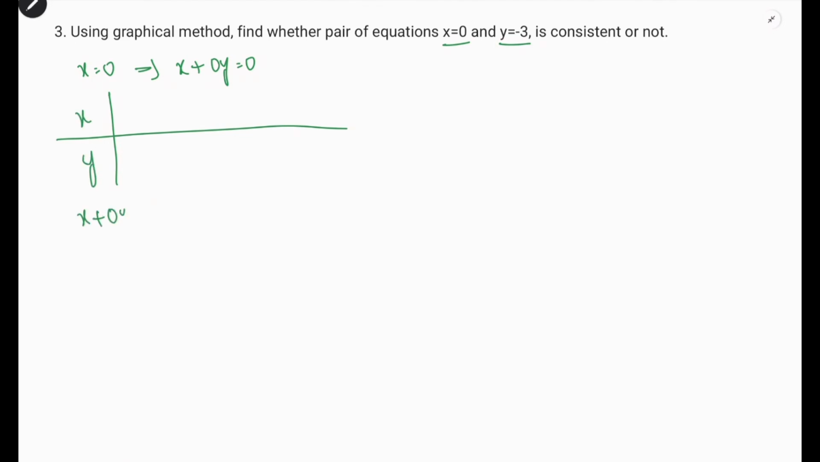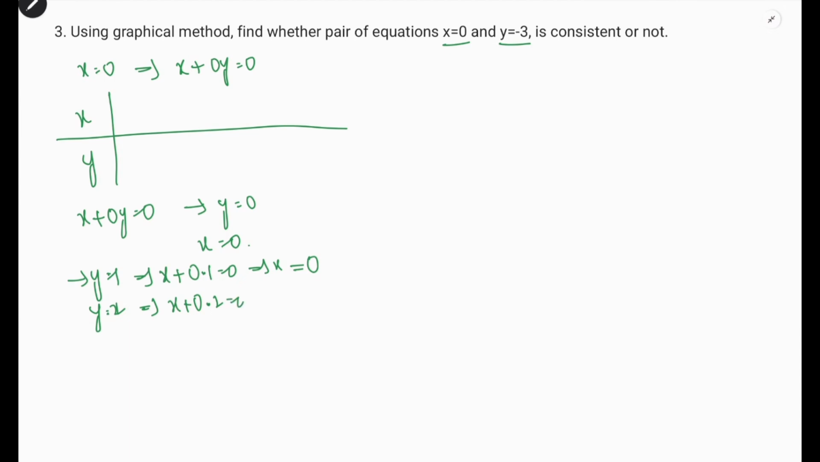The equation is x plus 0y is equal to 0. If you take y is 0, x plus 0 into 0 is 0. So x is equal to 0. And if you take y is equal to 1, you get x plus 0 into 1 is equal to 0. x is equal to 0. If you take y is 2, you get x plus 0 into 2 is equal to 0. You get x is equal to 0. See, x is equal to 0 and y is equal to 0.